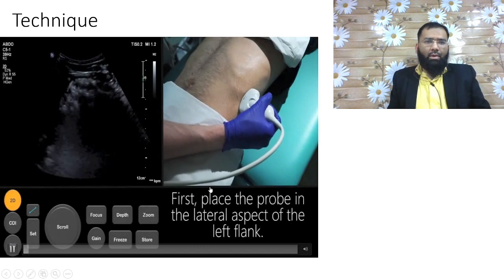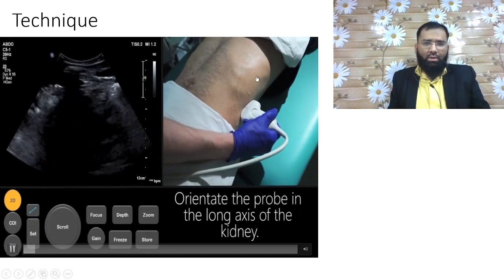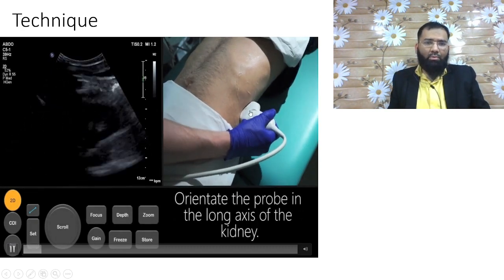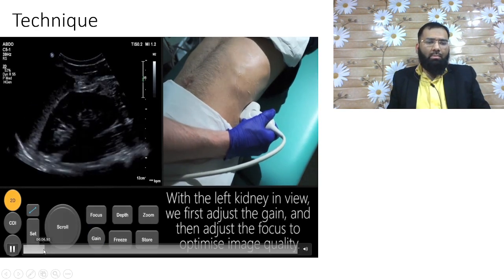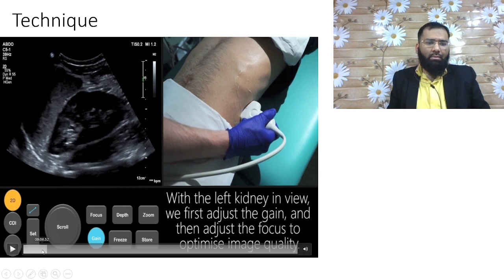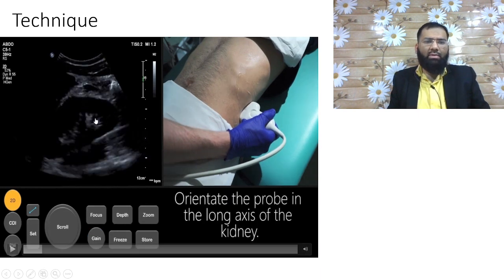So, firstly, we are seeing it for the left kidney. This is the left flank region. We have placed the probe and we are trying to take a longitudinal section. Now, if I go a bit back, yeah, see, look here, the gain is very less. So now I have got the kidney.